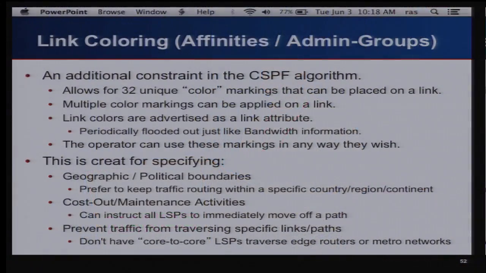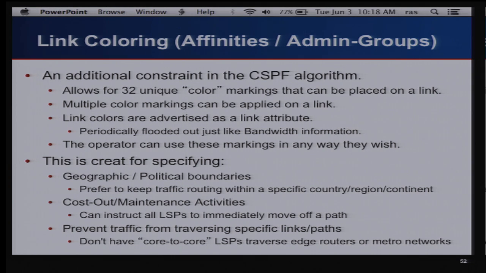There's another feature called link coloring. Again, it's called affinities or admin groups, depending on which vendor you're talking about. It lets you do some additional constraints besides just available bandwidth. A lot of times these tend to be things like political. For example, there are very large government customers who don't want their traffic to ever be routed through certain countries. That's not a bandwidth thing, that's not a network thing, but that's something you need to implement. You need to say, these set of countries can never have these LSPs routed through them. So you can do that with link coloring.